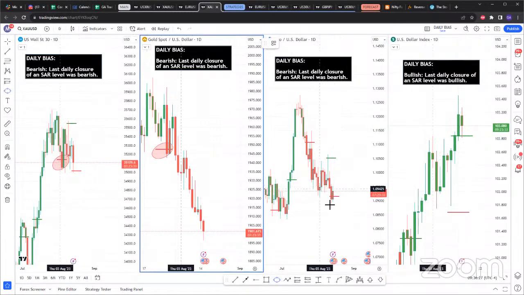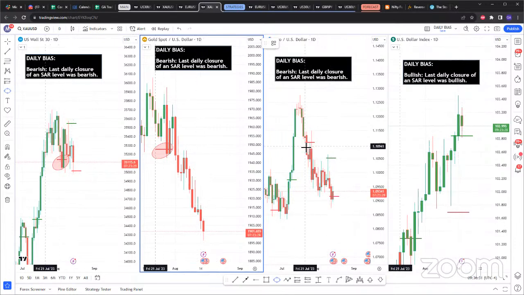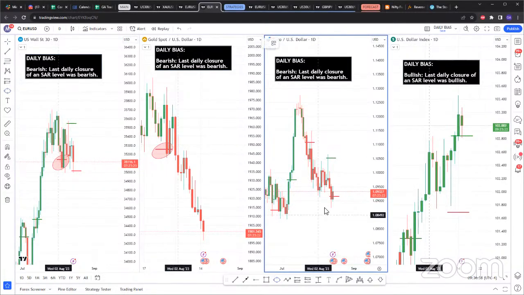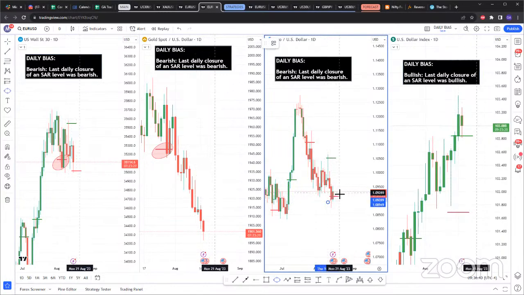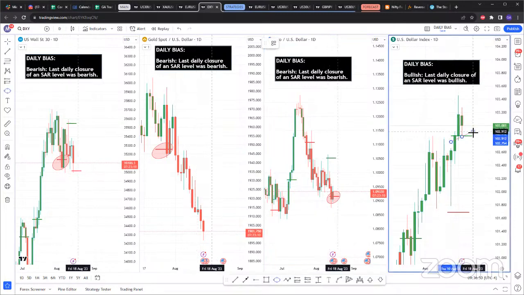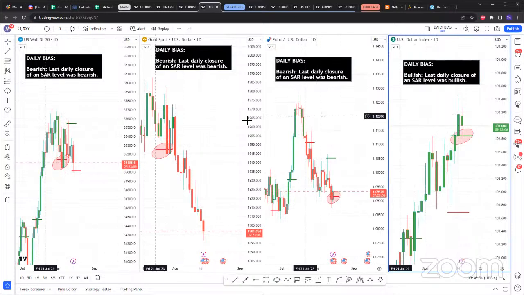EU, same thing, right? The last SAR was actually formed yesterday, but you can see before yesterday we had this one right here. We can move that one to the bottom here. This just helps you to look for trades or to identify areas of entry. And for the dollar, you can see the last SAR to be closed on the daily was a bullish one. So bearish, bearish, bearish, bullish.